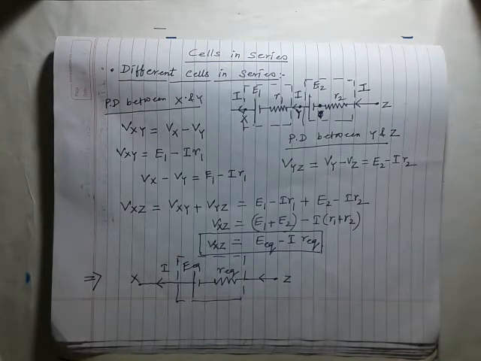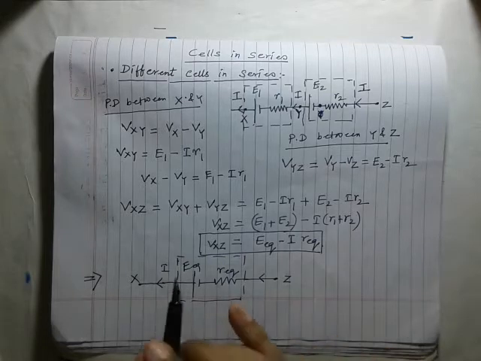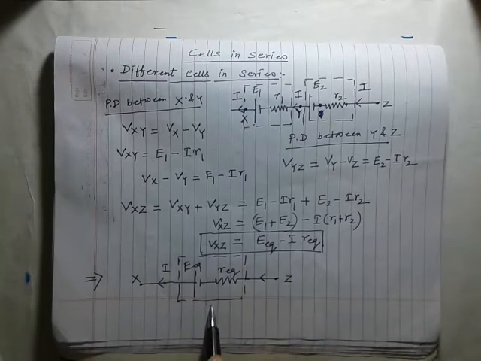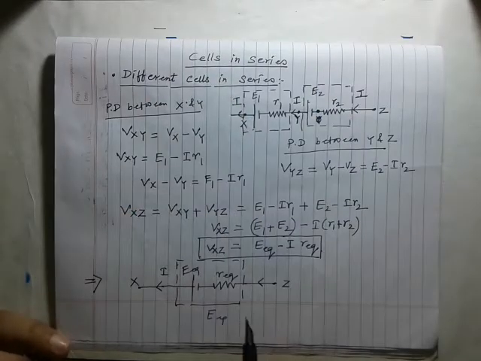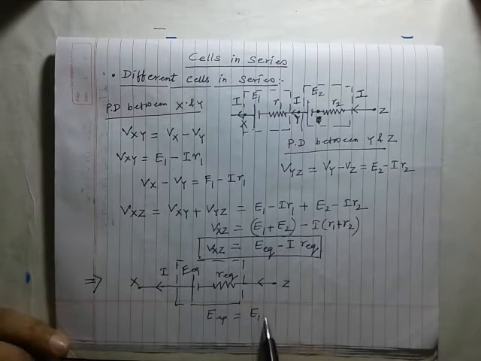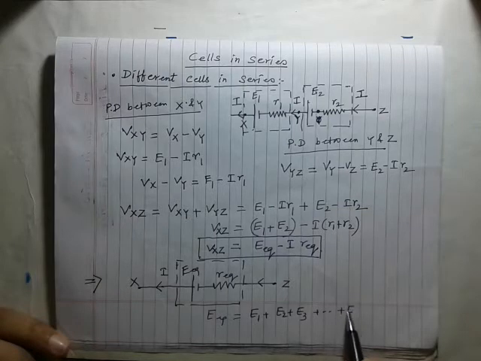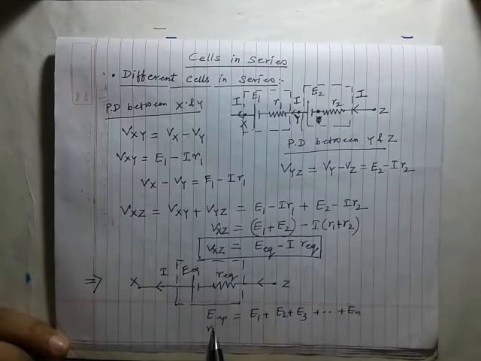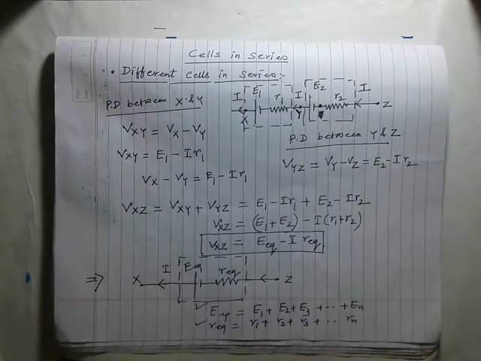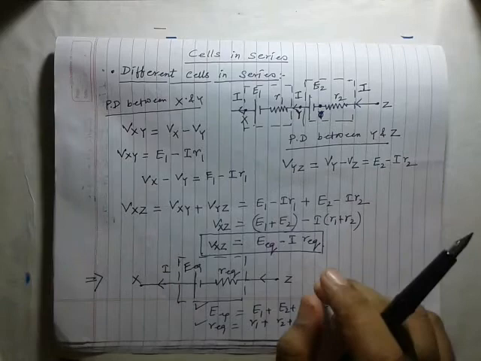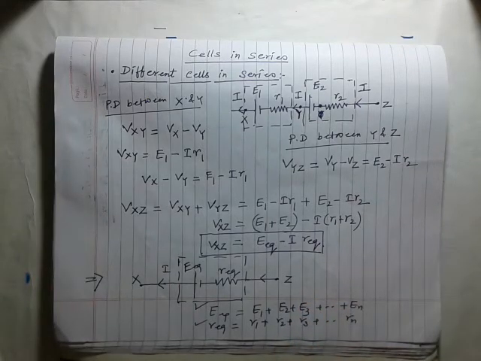So what we learned here: in case n number of cells are there, then E equivalent will be E1 plus E2 plus E3 up to En, and R equivalent will be R1 plus R2 plus R3 up to Rn. So these are the two formulas when the different types of cells are connected in series.